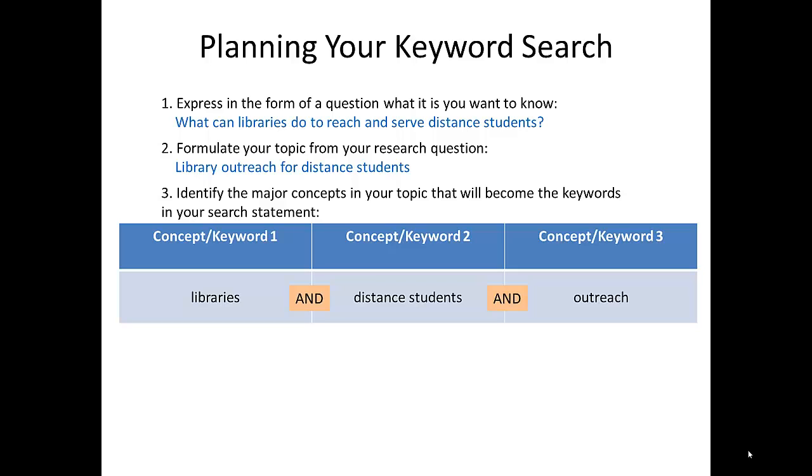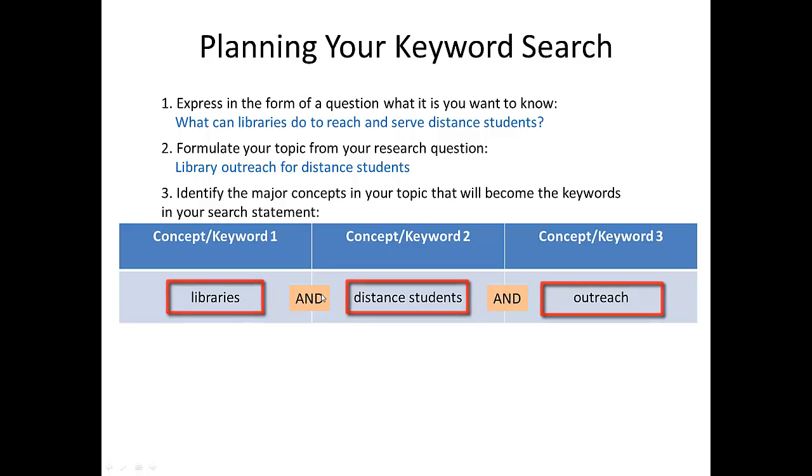Now, let's pull the key concepts from our topic. There is room here for 3 key concepts, but sometimes you'll have more, and sometimes you'll have less. My key concepts, or the keywords I'm going to start with, are libraries, distant students, and outreach.